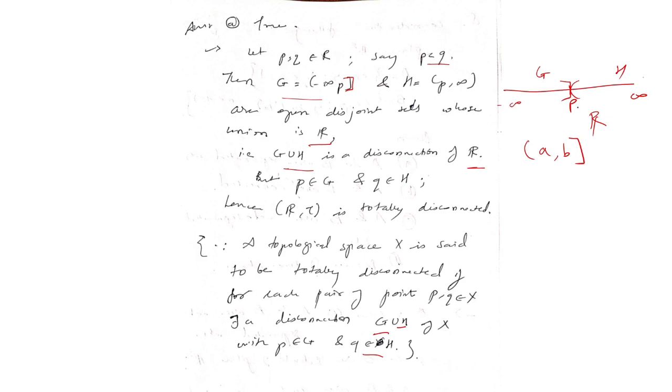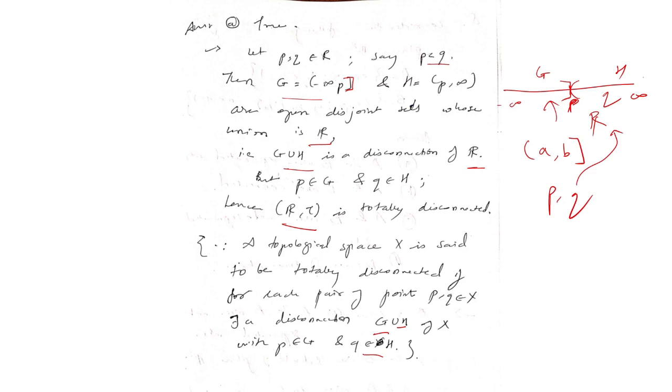But you can see that this point P belongs to G, and since Q is greater than P, it will belong to H. So if you take any 2 points P, Q, one will belong to this part and one will belong to that part. Hence we can say that (R, tau) is totally disconnected.